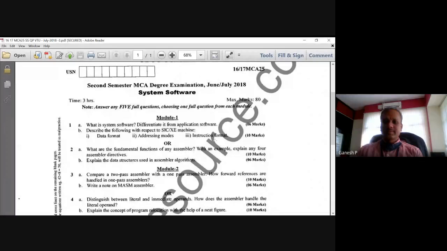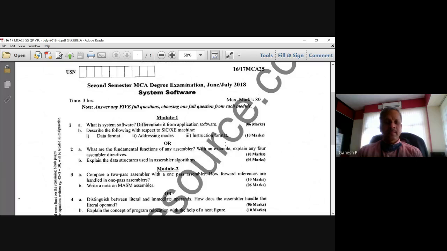Yes, sir. So this question paper has pretty much the same questions: system software versus application software, and the SIC/XE architecture, which we have been familiar with and have been talking about from the beginning. Next, fundamental functions of an assembler. We discussed this in the previous question paper, where we have to write about both pass 1 as well as pass 2. Explain any 4 assembler directives.